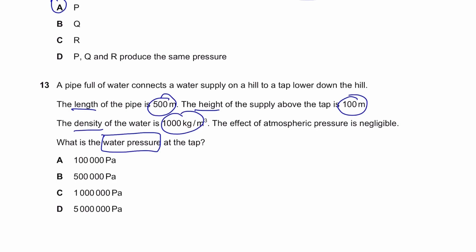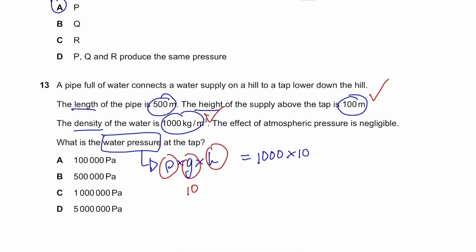We have a separate formula for pressure of liquid, which is density times g times height. Density is here, g is just 10, height is here. So we just multiply all of them together. 1,000 times 10 times 100 equals 1 million Pascal. Answer is C. And yes, they've given you the length of the pipe just to confuse you.